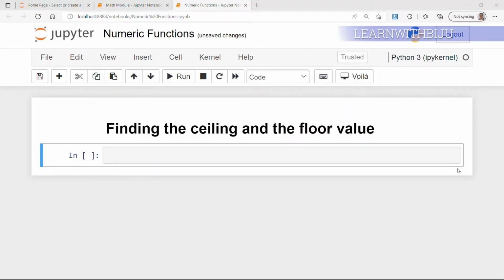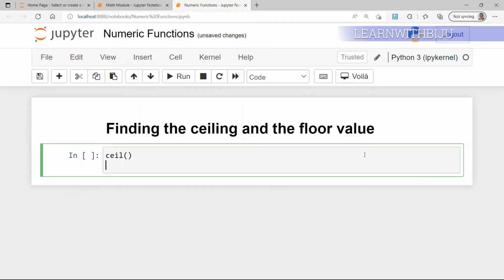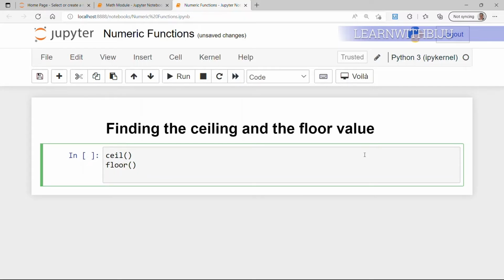Next topic we are going to see in detail is numeric functions. We will start with finding the ceiling and floor value. Ceil value means the smallest integral value greater than the number, and the floor value means the greatest integral value smaller than the number. This can be easily calculated using the ceil and floor methods respectively. We have a method called ceil, and we have a method called floor. These are the two functions to ceil and floor a number.